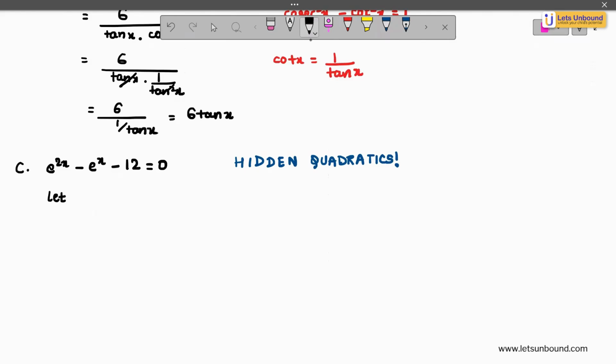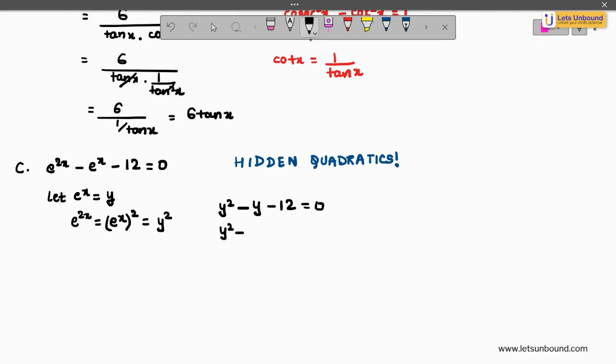What we do in this case is we let e^x be a new variable, let's say y. Substituting it, can we say that e to the power 2x will be nothing but (e^x) squared, and in fact, it can be replaced as y squared. So e to the power 2x can be replaced as y squared, e^x can be replaced as y, and this is minus 12 equal to 0. Does your expression simplify to be a quadratic? Well, yes, and you can very easily solve for a quadratic expression like this.